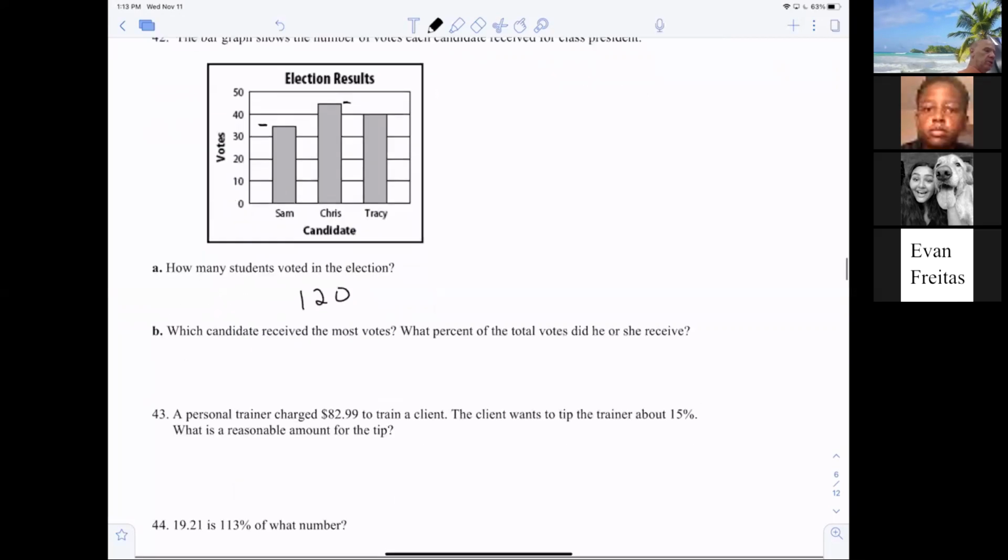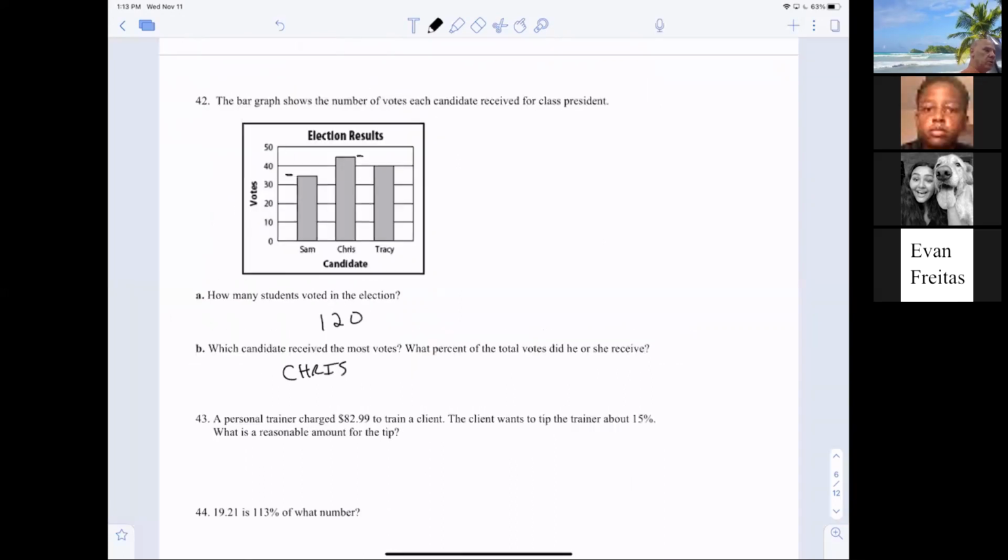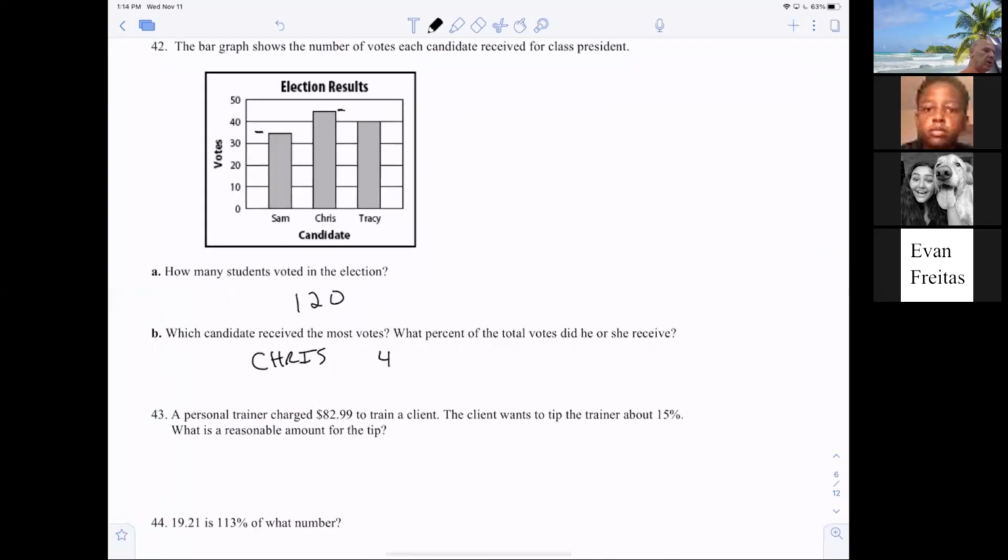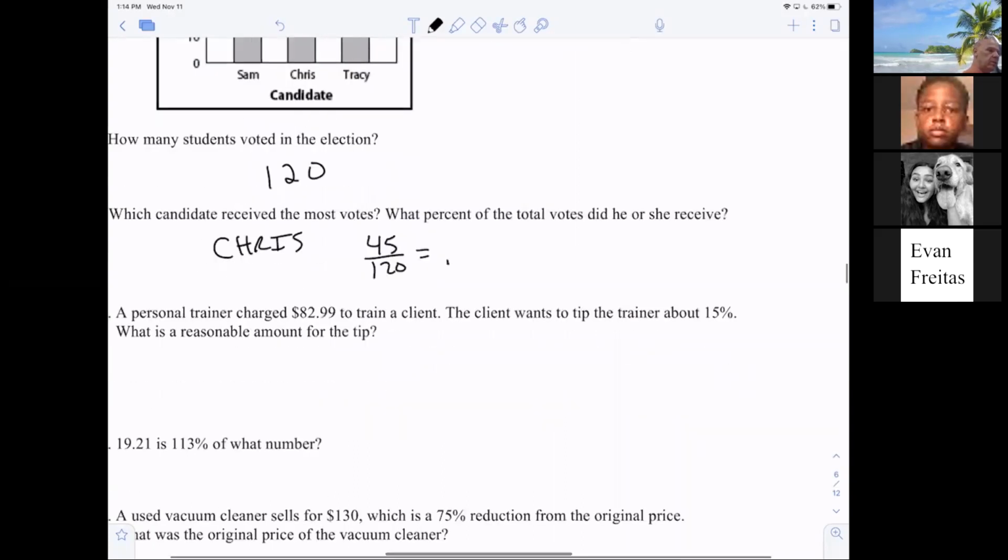Which candidate received the most votes? We would say Chris. And what percent did Chris get? I mean, how many votes? 45 out of 120, right? Is that 0.375? 0.375 is equal to 37.5%.